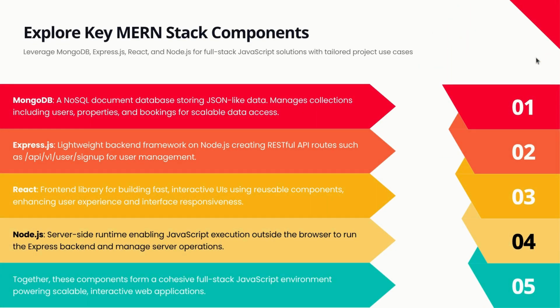Now we will explore the key MERN stack components. First one is MongoDB, a NoSQL document database that stores JSON-like data and manages the collections including users, properties, and bookings for scalable data access.